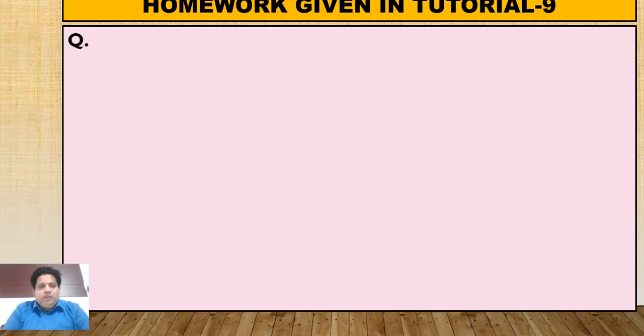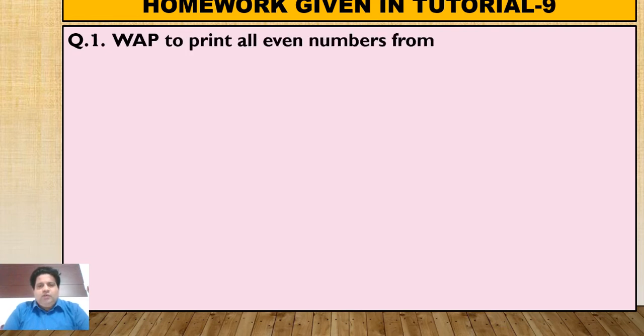The first question was: write a program to print all even numbers from 1 to 10. As we all know, even numbers start from 2. 0 is not counted here. So it starts from 2 and increases with a gap of 2, for example 2, 4, 6, 8 and 10. So I will do it.